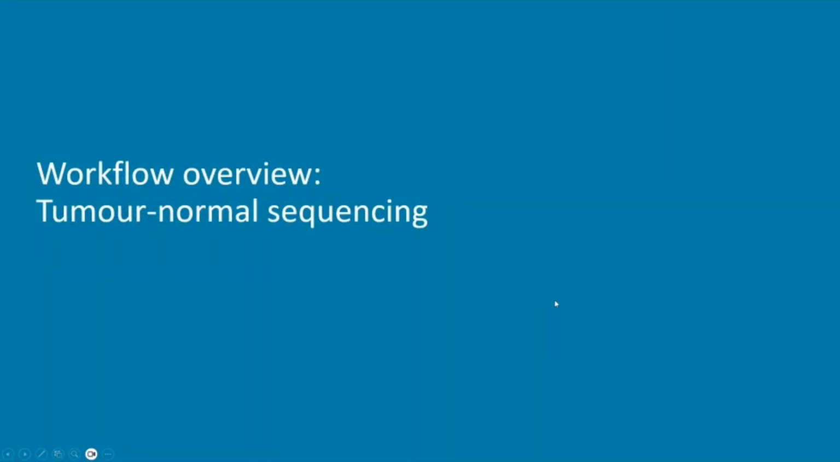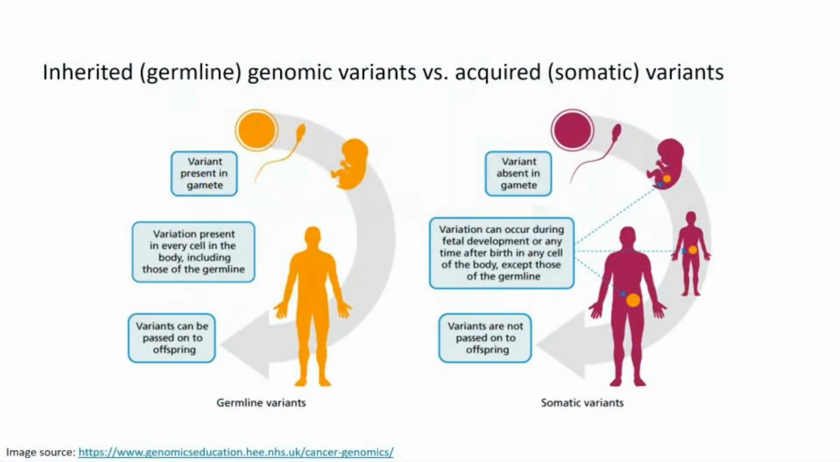So into the workflows on how we normally perform tumor normal sequencing. Before we look into the details of the workflow, I just want to clarify some of the terms that we might be using today. One will be somatic variants. This is actually the title for today's webinar. And how is it compared to germline genomic variants?